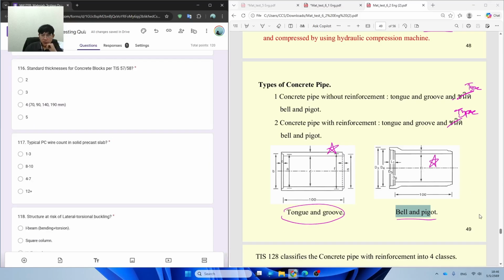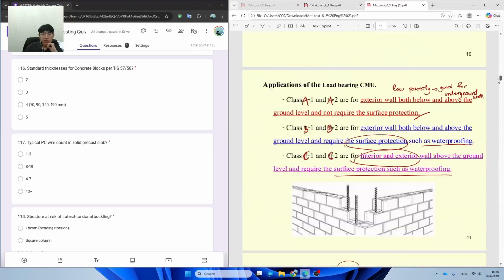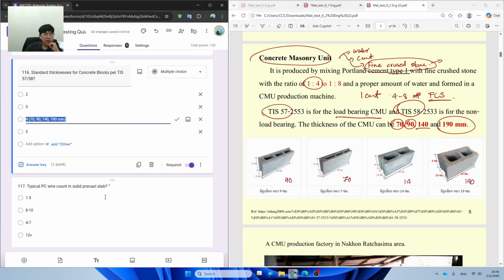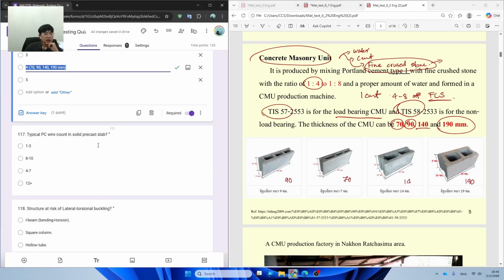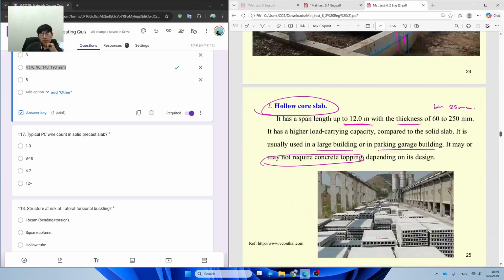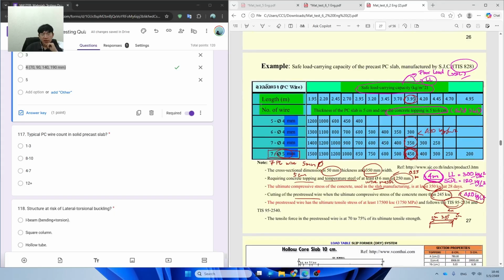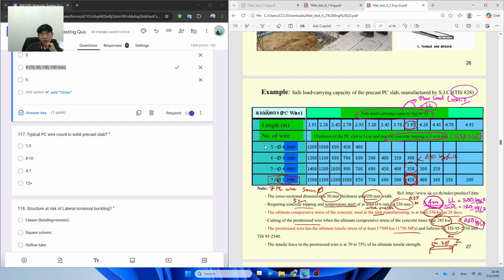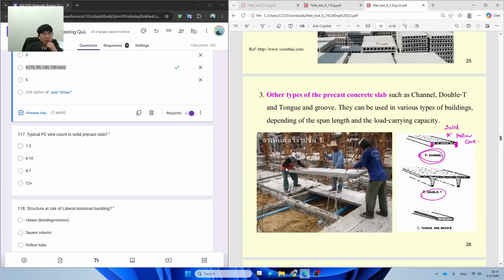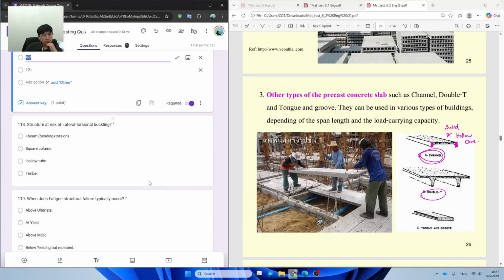For a concrete block, if we go back, we have four sizes: 70, 90, 140, and 190. So we have four sizes. And the typical PC wire count in the solid precast slab is supposed to be between 4 to 7. If you look at why it's 4 to 7, it's here. So normally it's 4 to 7, but in this company's catalog it starts from 5. But normally it can start from 4 to 7 over here.